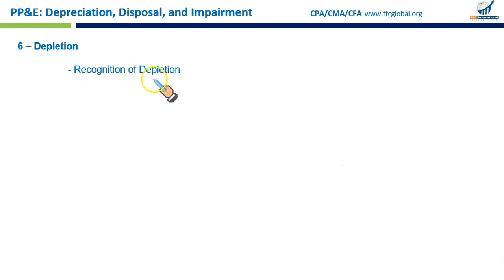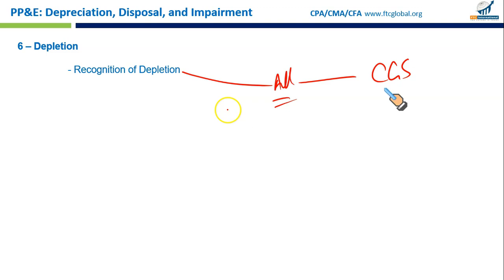Next we have recognition of depletion. Let's say all units have been extracted and sold, then the depletion is added to the cost of goods sold, of course. All have been sold, so all the expense has been charged against the revenue. So if all extracted units are sold, the depletion is added to the cost of goods sold.